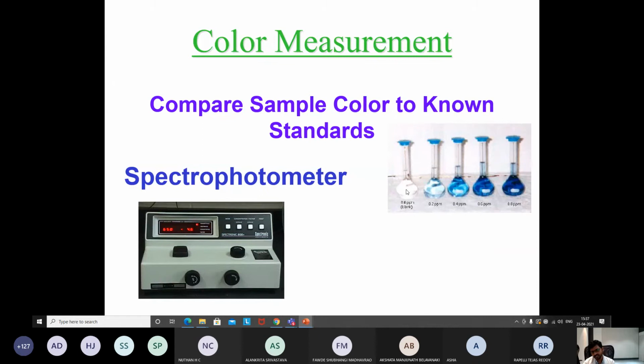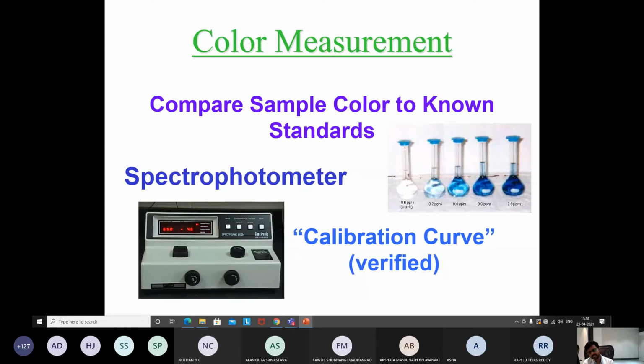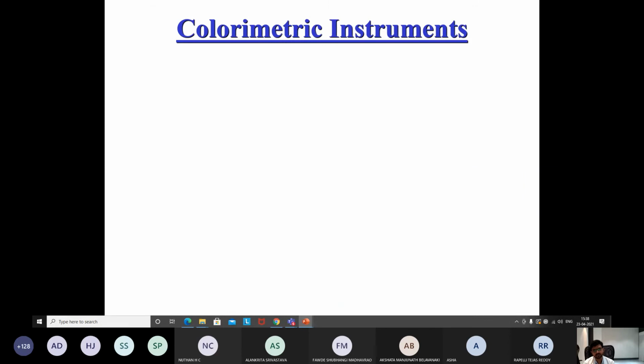See here. If you see the intensity of the color, this is the blank. A blank is a solution which does not have any substance that is going to produce any color. This is called blank, and these are the concentrations 0.2 ppm, 0.4 ppm, 0.6 ppm, 0.8 ppm. If you see the color intensity, as the concentration increases, the color intensity of these solutions also increases. That's what Beer-Lambert's law says. So we are going to use a calibration curve for the graphical presentation. By using that calibration curve, we can calculate the concentration of the substance in an unknown solution.